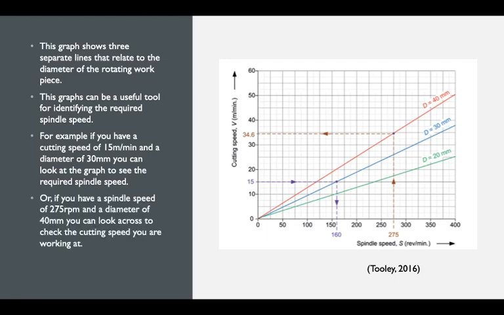You can also do this the other way around. If we have a spindle speed of 275 RPM, you go along the x-axis to this orange line, you go up to the 40mm diameter, and then across to the y-axis, that gives us a cutting speed of 34.6 meters per minute. And you can check if that's the correct speed for the diameter and the material that you're using.